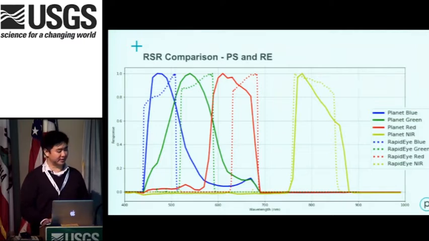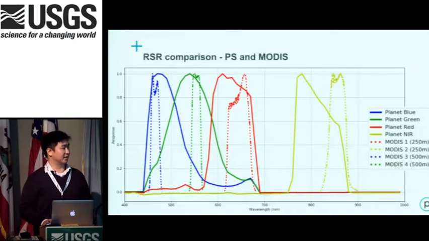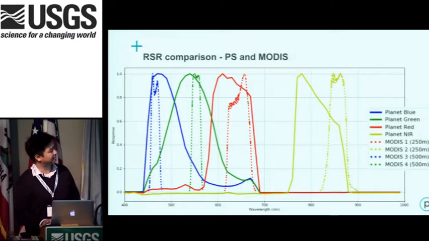One possible reason is that the bands are quite different. This is the relative spectral responses of the RapidEye satellites and the Planet satellites. You can see that, for example, the Planet green band has some contributions from the same kind of wavelengths as RapidEye blue and red. And again, for MODIS, the bands are also quite different to each other.